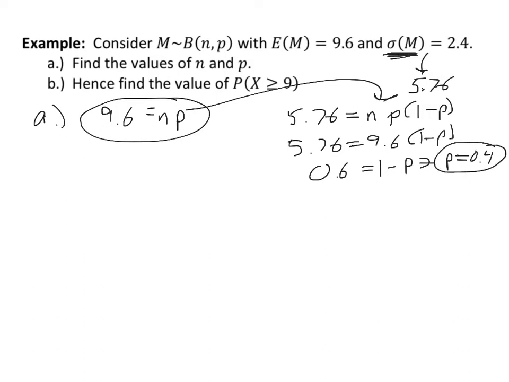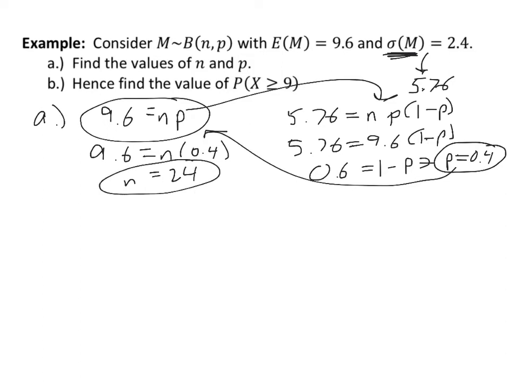So we found one of our parameters. When I take that and plug it in over here, 9.6 equals n times 0.4. If I divide that over, 9.6 divided by 0.4, this gives me 24. So I'm done with part A. I figured out what the parameters are. I figured out that there are 24 trials and the individual probability of success is 0.4.